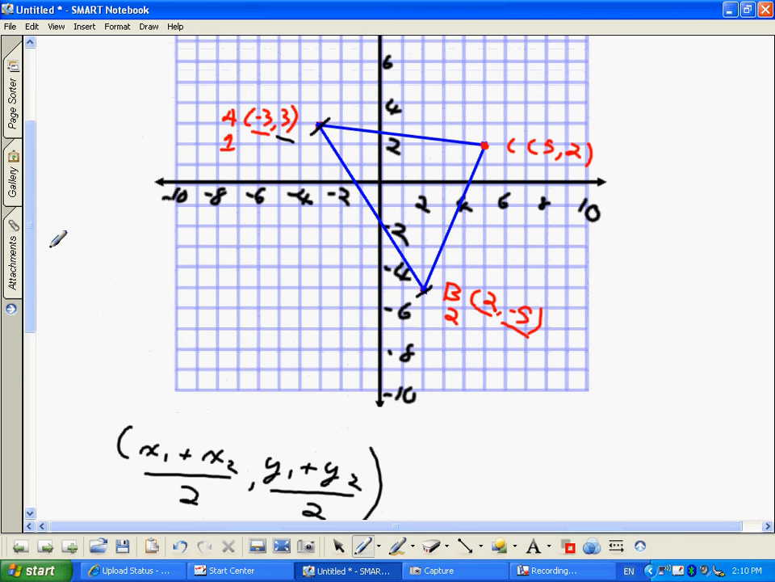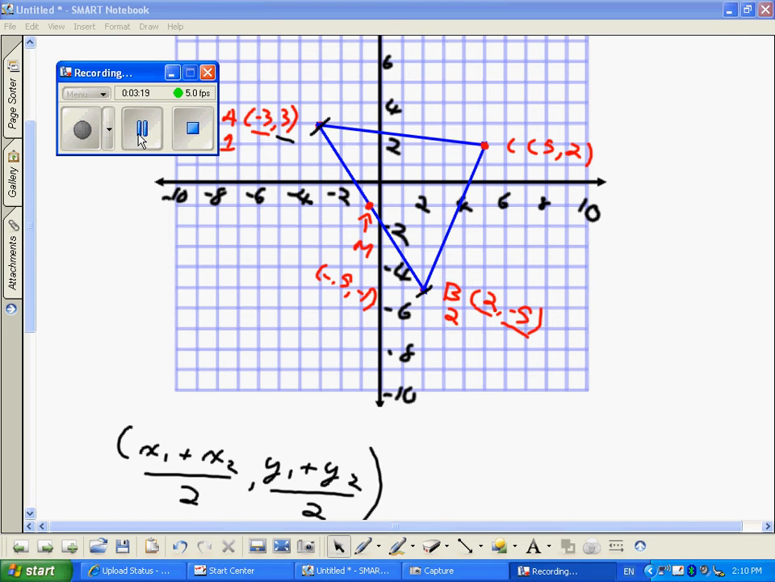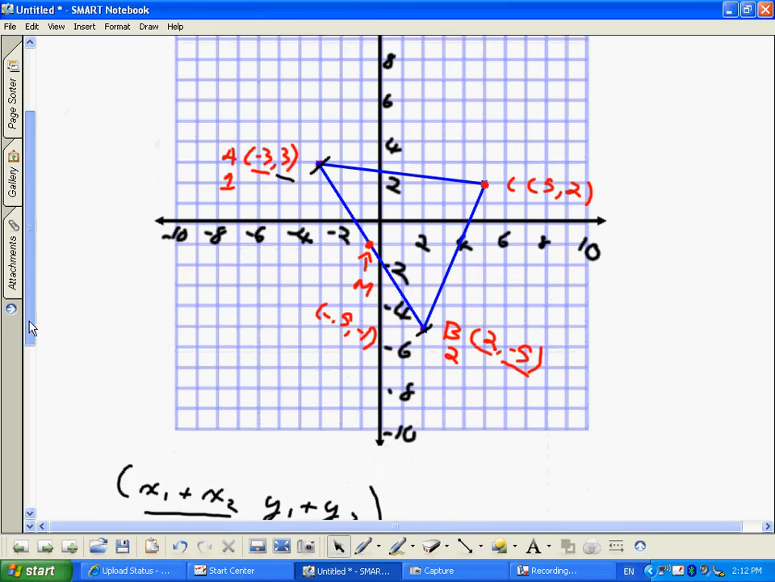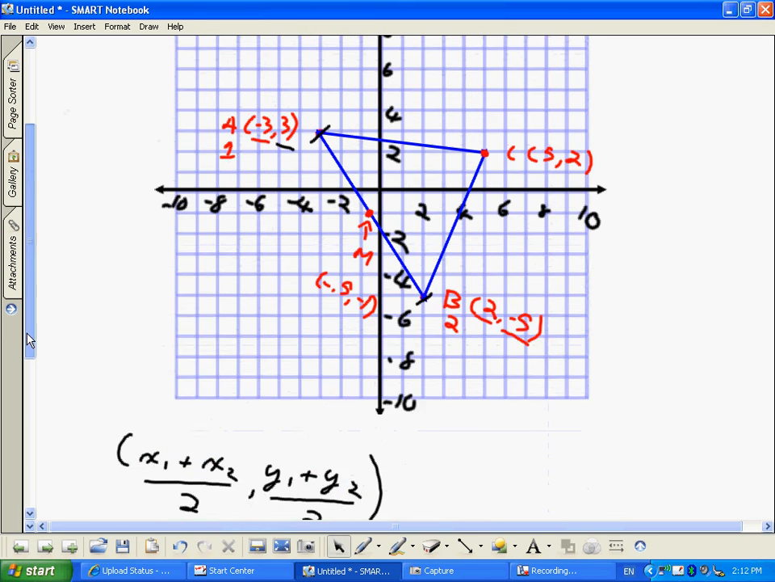So negative 0.5, negative 1, right there on the graph. That's our point M, we'll call it. That's the midpoint between A and B. So we used our formula to solve for that. My graph isn't perfect. Okay, to continue from where we were, I now have the midpoint of the line.